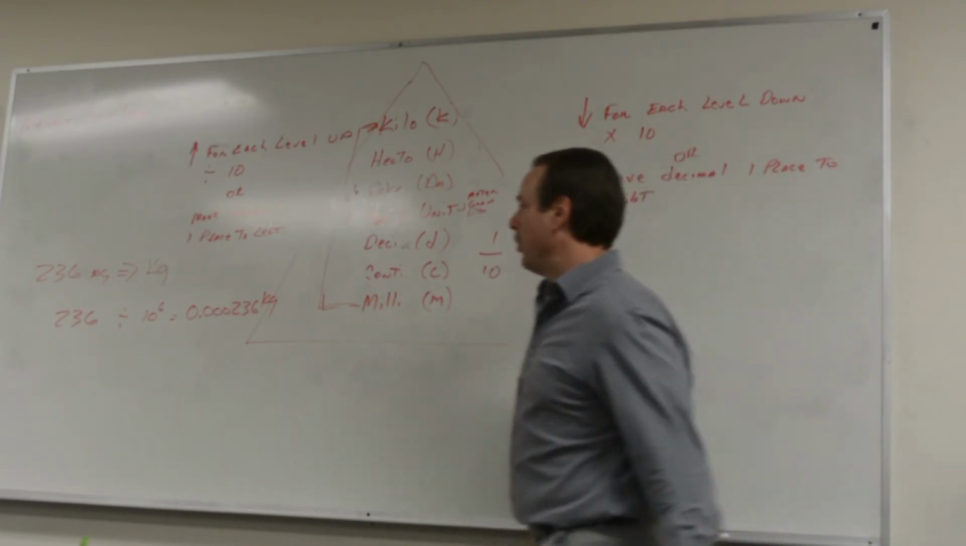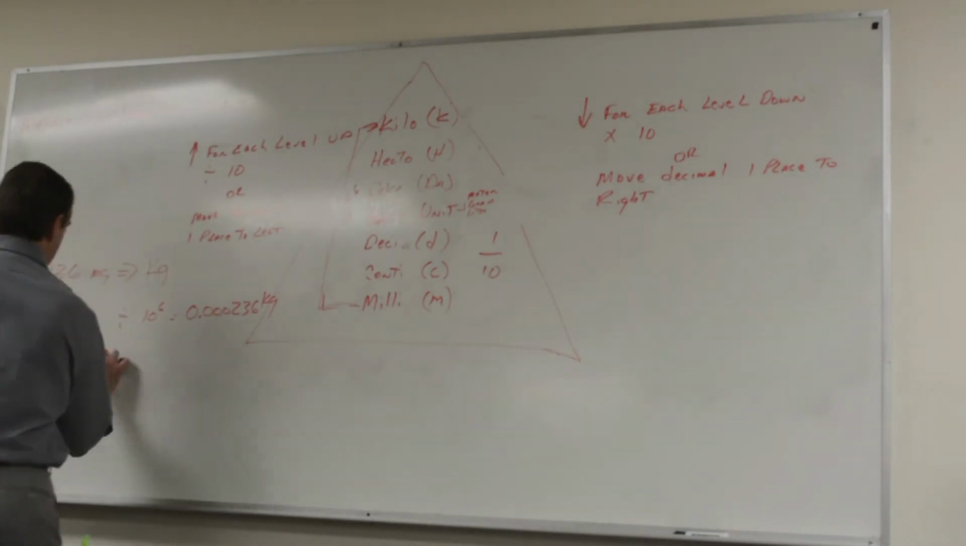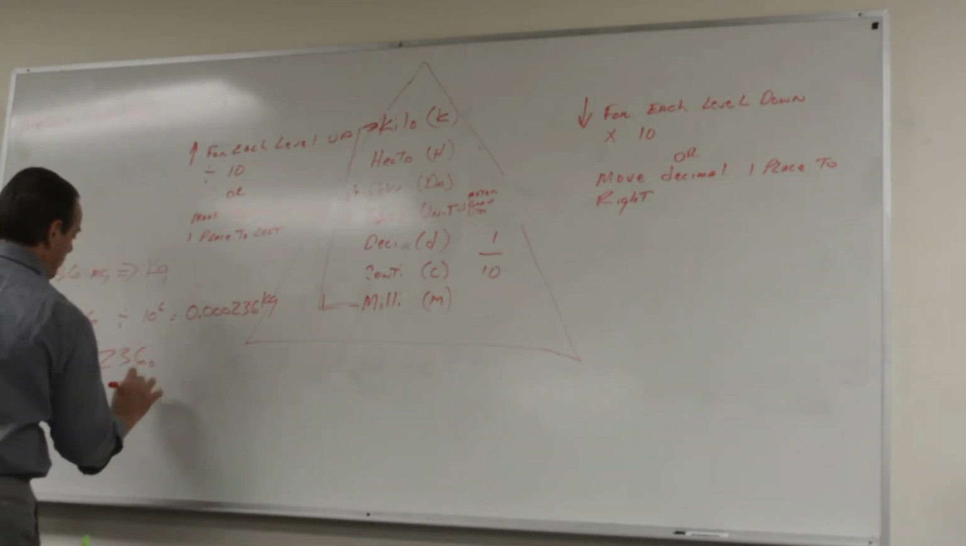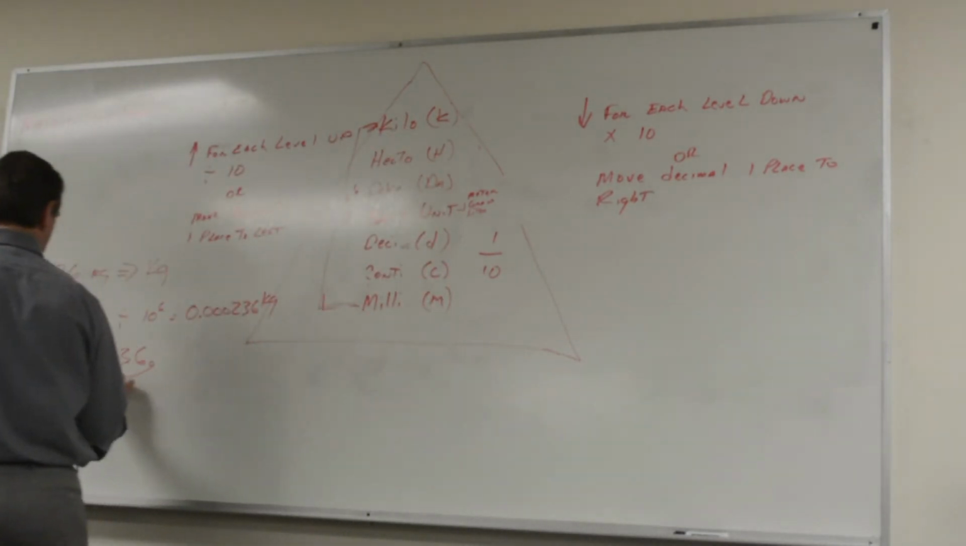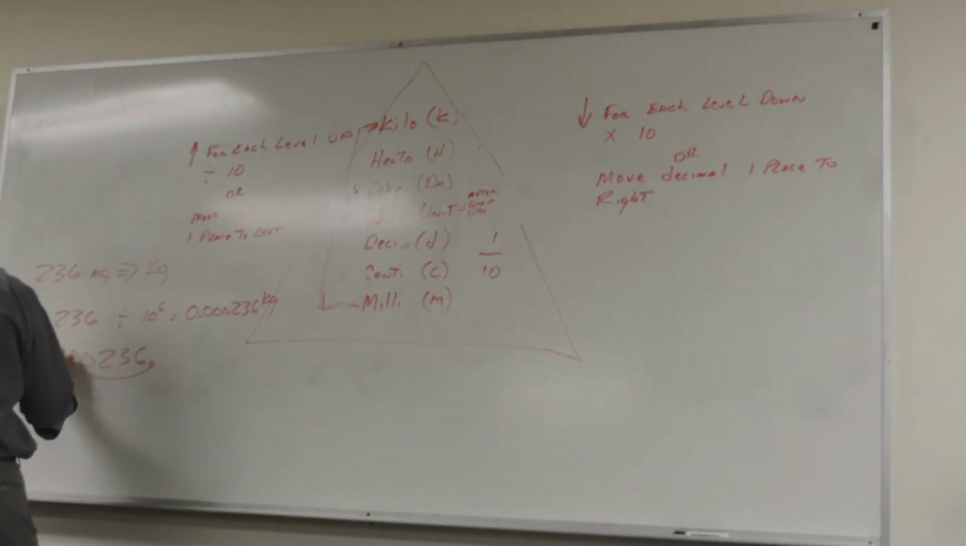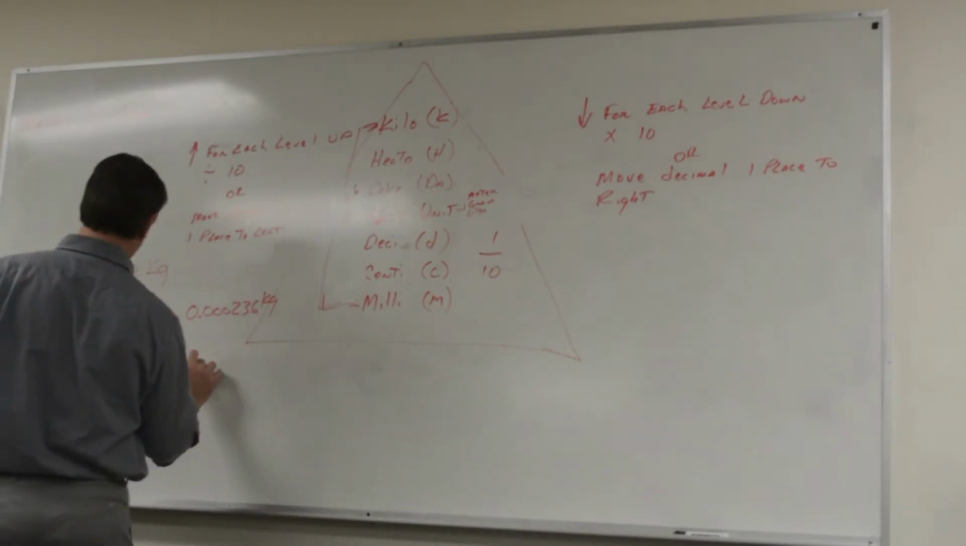If you wanted to move the decimal point, what did you have to do? You take 236, here's the decimal point, you've got to move it 6 places to the left. Here's 3, we got to add 3 more. That's where the decimal point goes, and add a 0. So this is equal to 0.